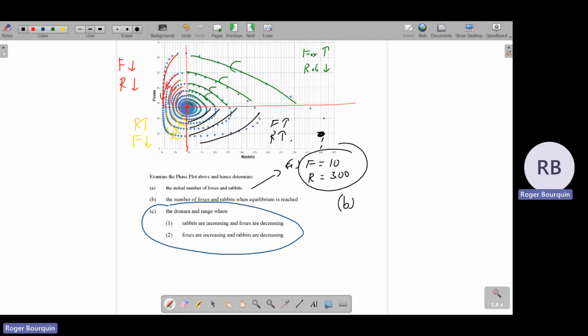What do we get at equilibrium? Foxes 28. I said the same thing. Foxes look like 28, rabbits look like about 40 something. I said 48.